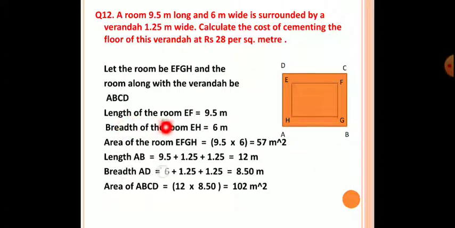Here length of the room, that is EF, is 9.5 meter. Breadth of the room EH is 6 meter. So area of the room EFGH is length into breadth, 9.5 into 6, that is 57 meter square. Now how do we find the length of AB? With EF or with GH, whatever you take, if we add the width of the veranda from both sides, we'll get the length of AB also. So what we have done, 9.5 was the length of the room.